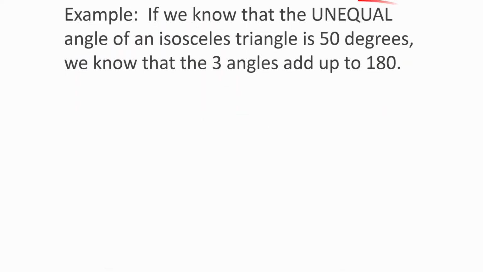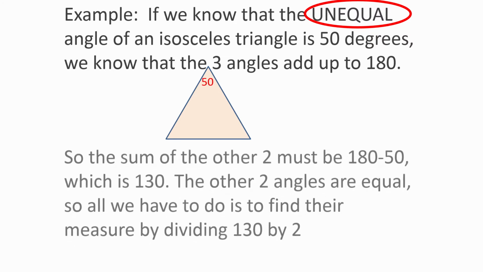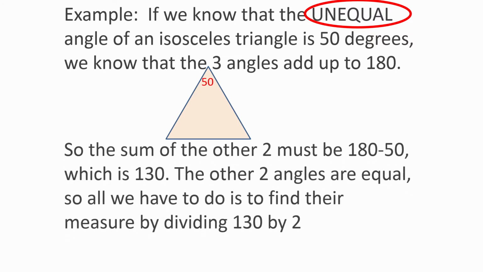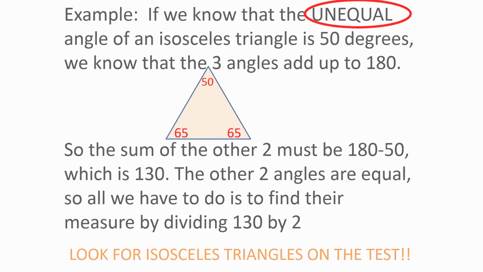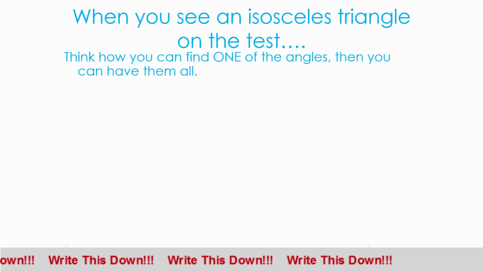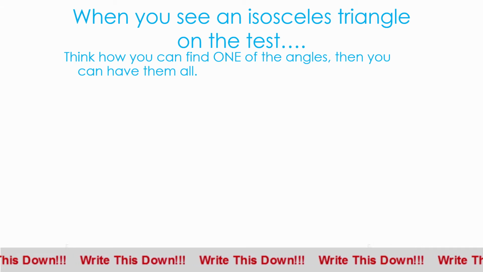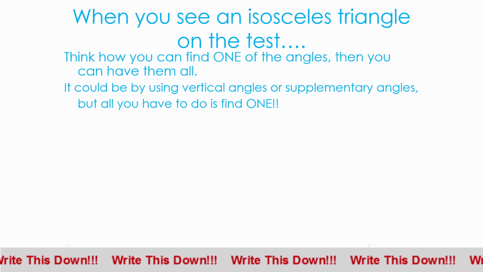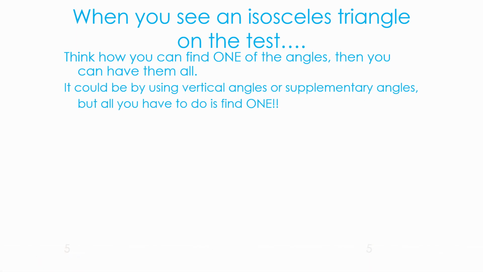Now what if we only know the unequal angle of a triangle? Suppose the unequal angle is 50 degrees. Well, we know that the sum of the other two angles has to be 180 minus 50. That's 130. And those other two angles are equal. So they're 65 each. When you see an isosceles triangle, think how you can find one of the angles, and then you'll have them all. You can get one of the angles by vertical angles, or maybe by supplementary angles. But all you have to do is find one.